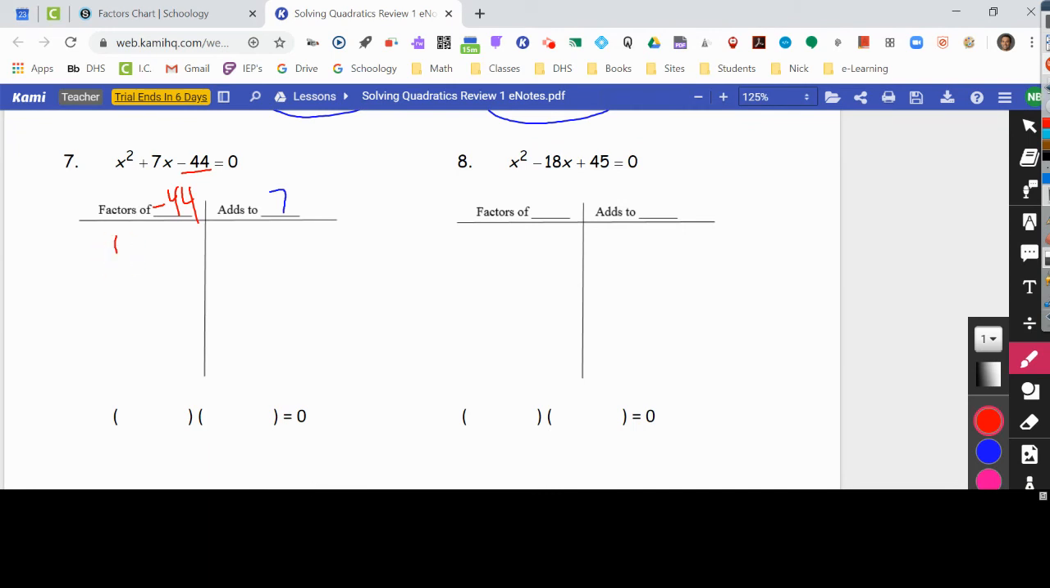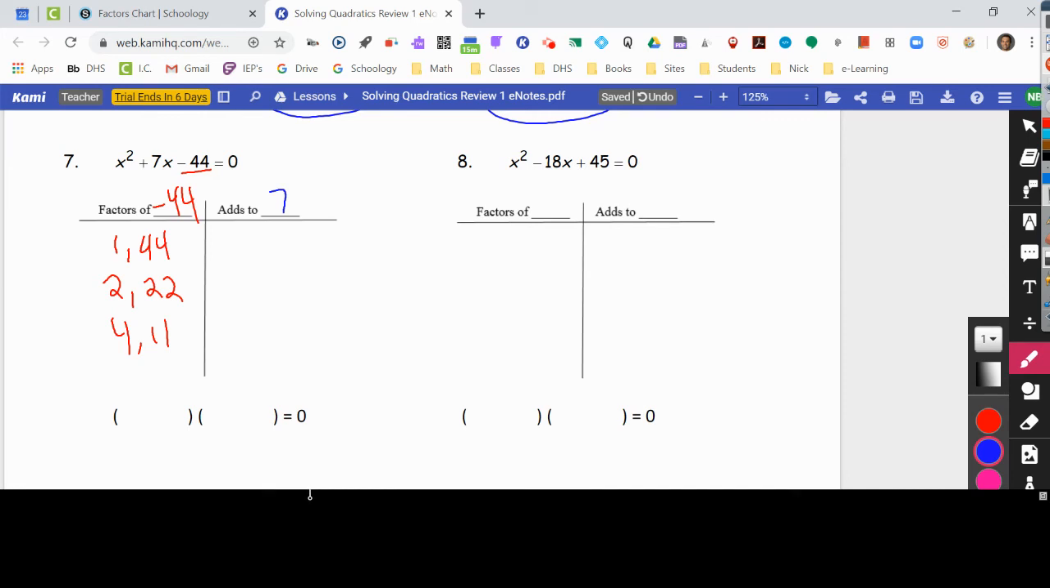So we said 1 and 44, 2 and 22, and 4 and 11. Yeah, that's right: 4 times 11, 2 times 22, 1 times 44. That makes sense. Which of these factors adds up to positive 7?